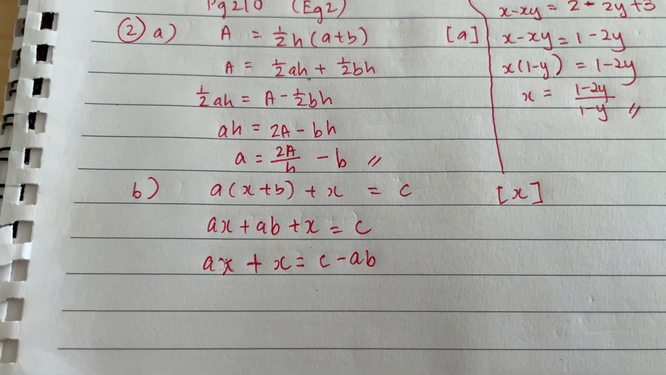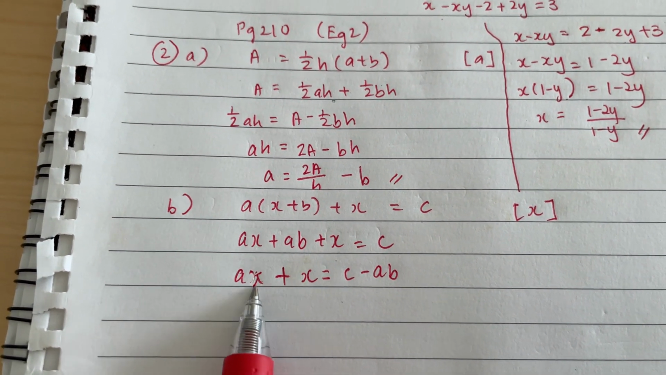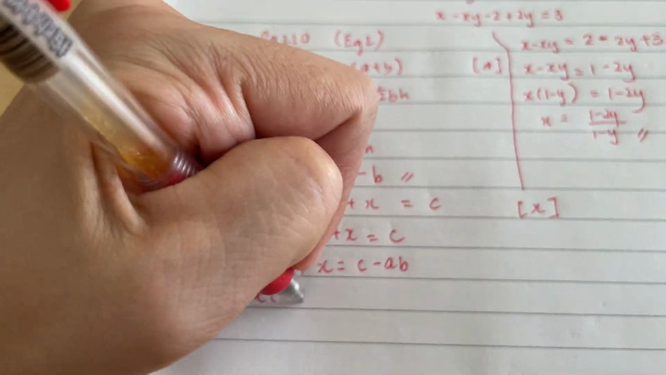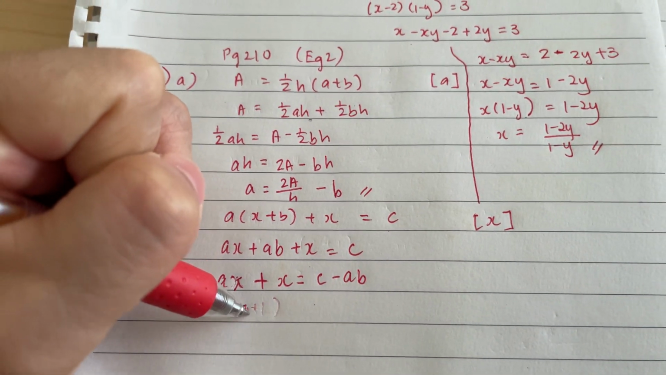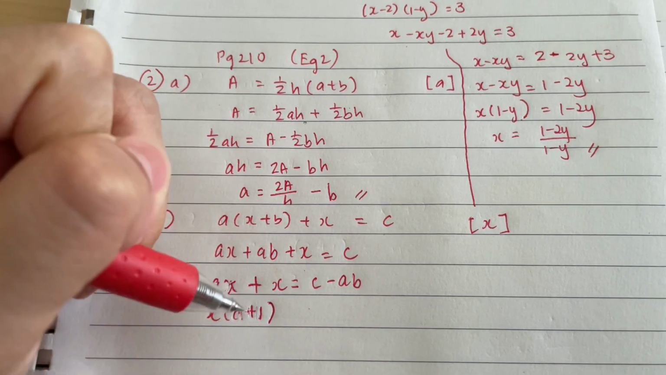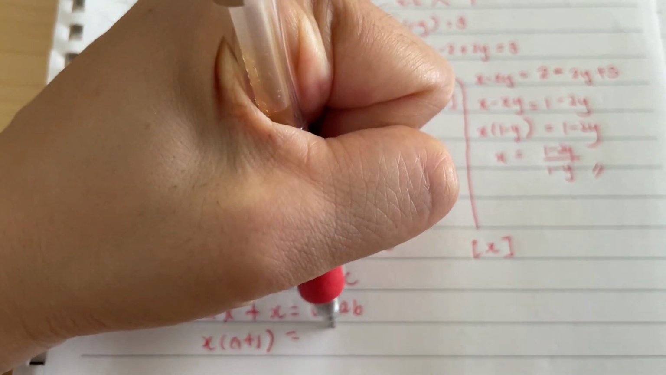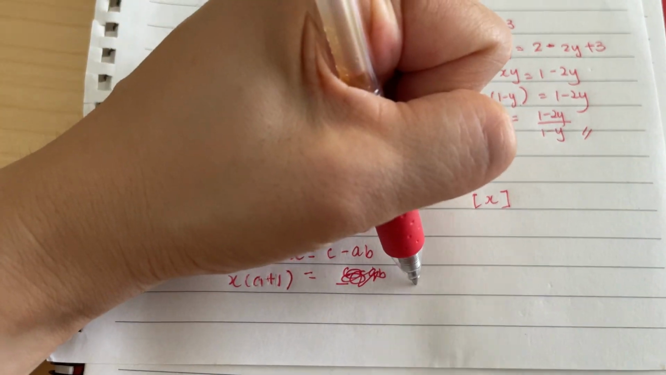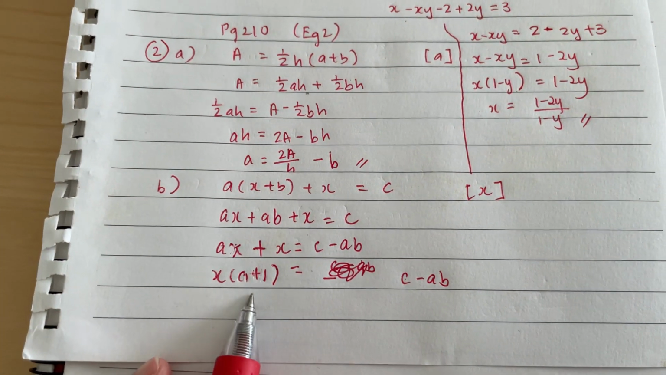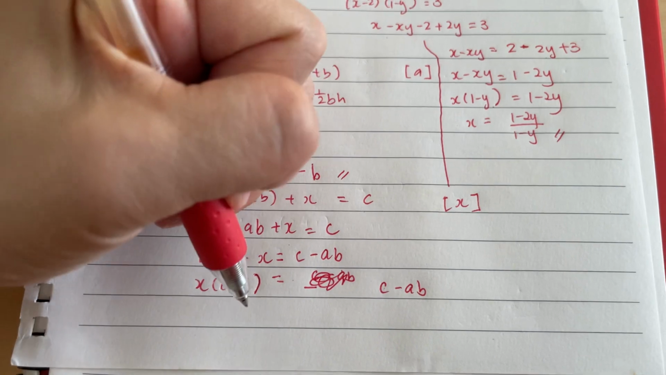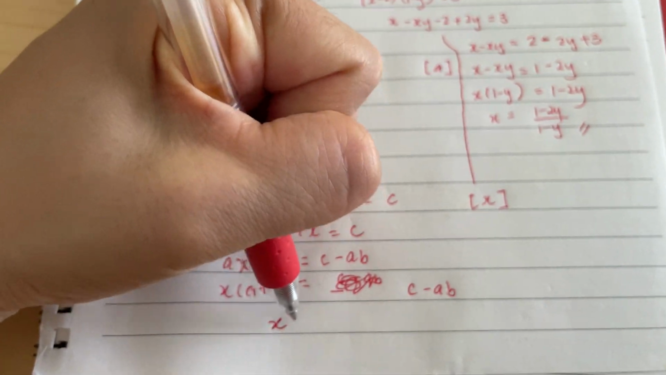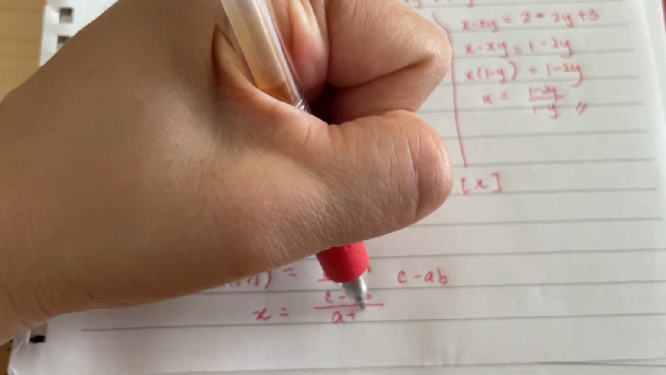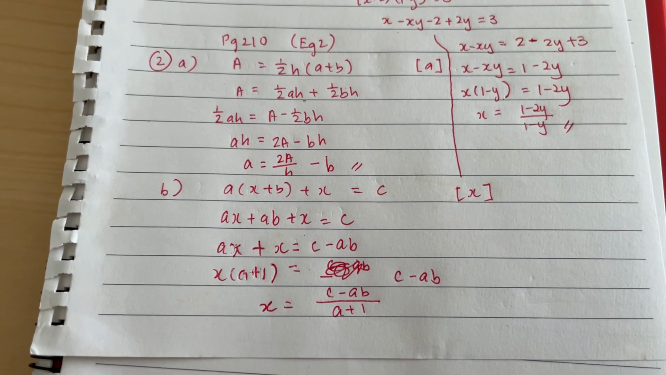Okay, now at this point, I'm sure you know what to do. If you look at the left hand side, every term has a letter x in it. Let's do a factorization. Okay, sorry, I went ahead. c minus ab. Okay, now over here, if we want to let x be the subject, we divide both sides by a plus 1, right? Too eager. Okay, and there you go. Your x is now the subject.